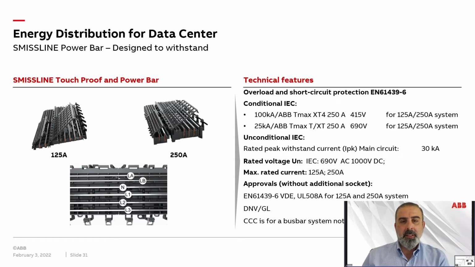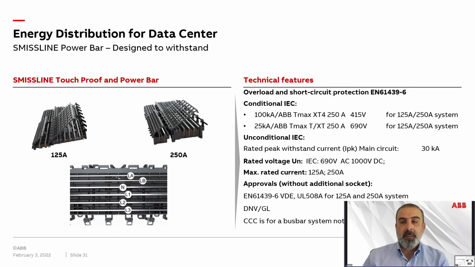Oh, amazing video. Every time I see it, I feel excited working with ABB, leading the future with innovation that really makes a difference. From a technical perspective, the Smithline bus bar comes in two sizes, 125 and 250 ampere.